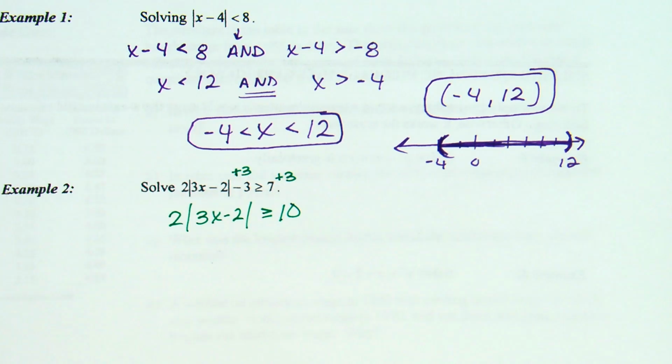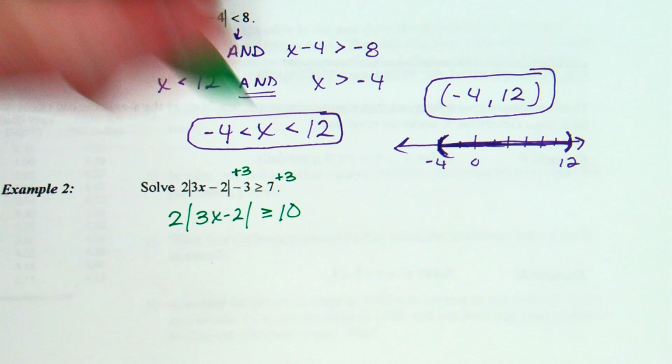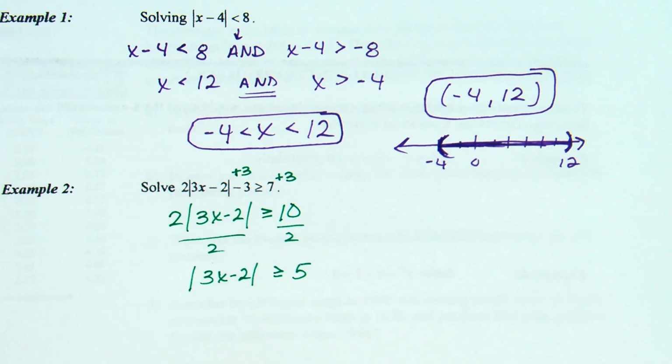Is my absolute value by itself yet? No. If it's 2 times the absolute value, we're going to divide by 2. The absolute value of 3x minus 2 is greater than or equal to 5. Okay. Is my absolute value by itself now? Now we're there, aren't we? What do I do once I have that absolute value by itself?